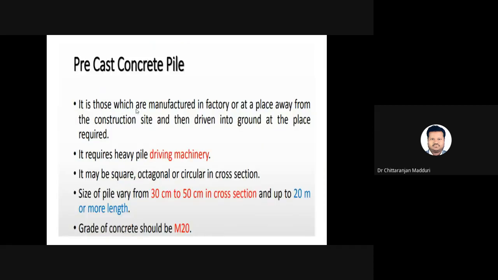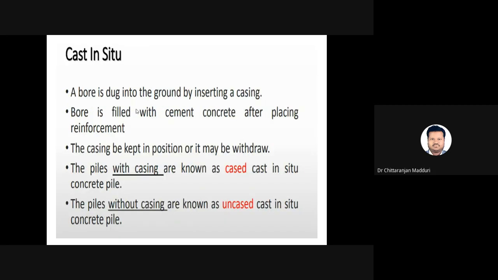Precast piles are those which are manufactured in a factory or at a place away from the construction site and then driven into the ground at the place required. It requires heavy pile driving machinery. It may be square, octagonal, or circular in cross section. The size of the pile varies from 30 centimeters to 50 centimeters in cross section and up to 20 meters or more in length. The grade of concrete used for precast concrete piles is M20 grade concrete, that is 1:1½:3 proportions.